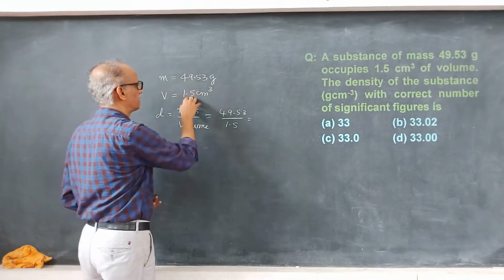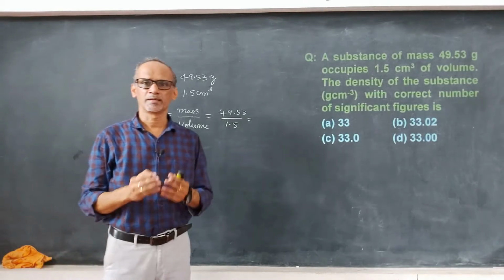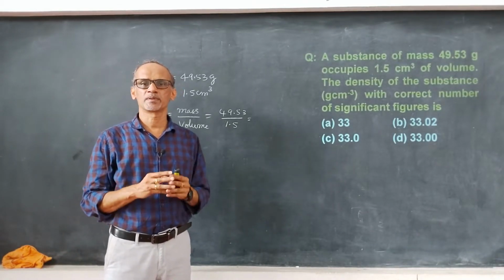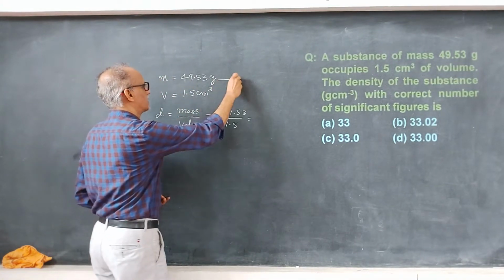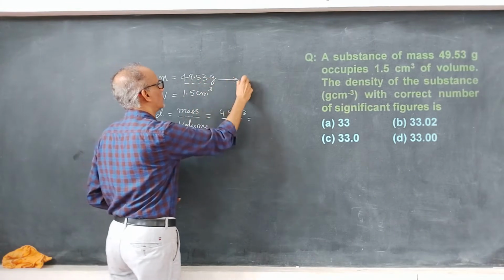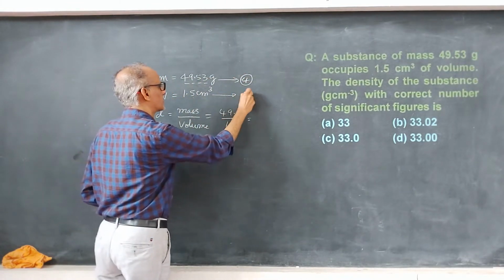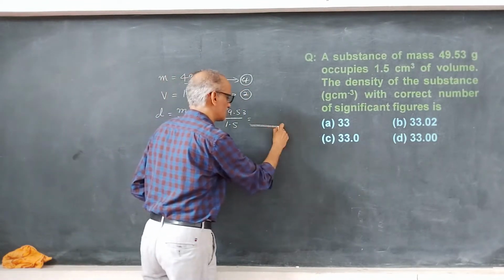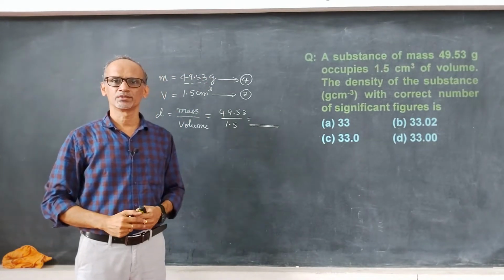Whenever we divide a quantity, in the final answer, the number of significant digits should be equal to the least number of significant digits in the given data. In the given data, here there are 1, 2, 3, 4 significant digits. In the given data here, there are only 2 significant digits. That means, in the final answer, there has to be only 2 significant digits.